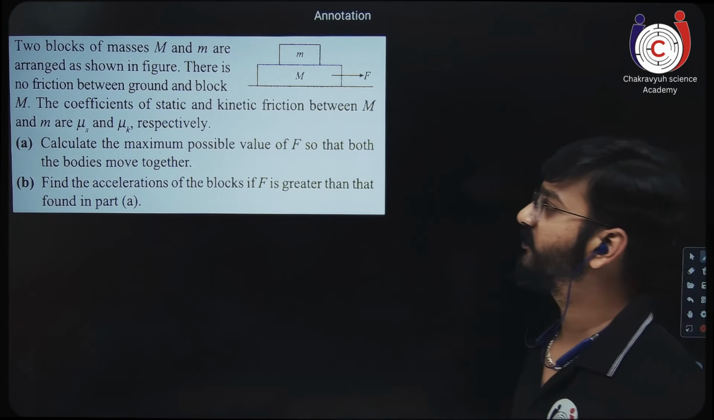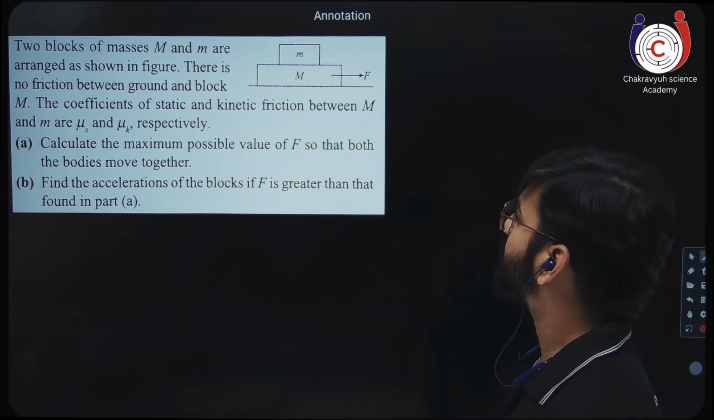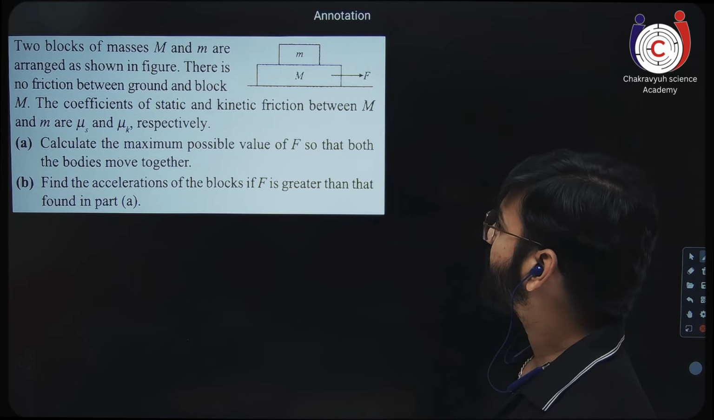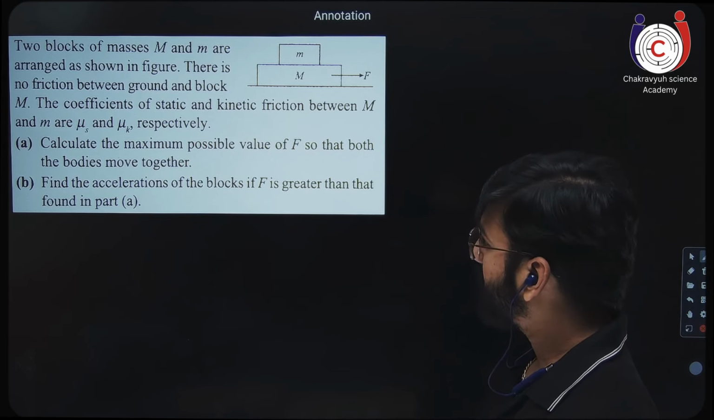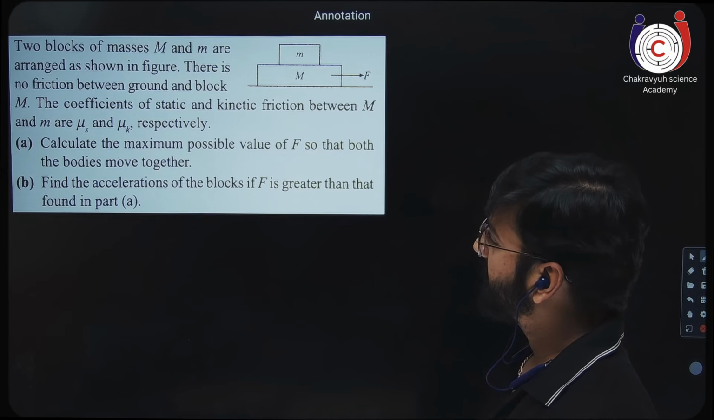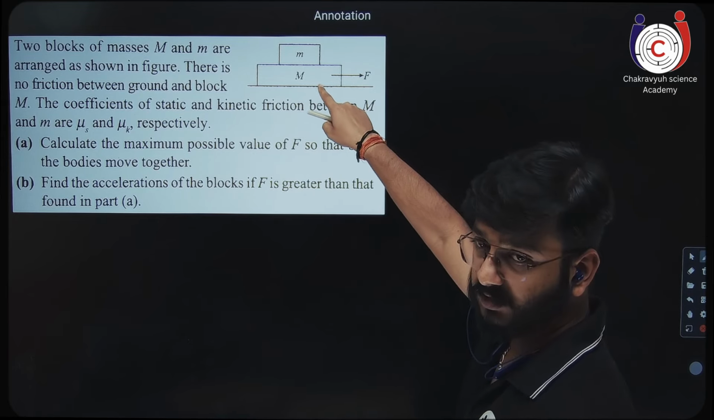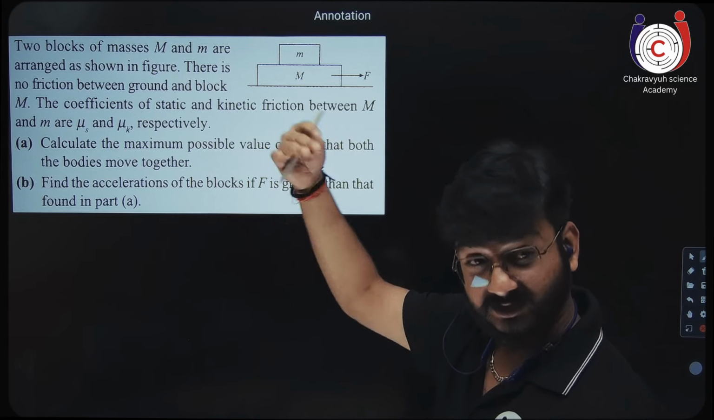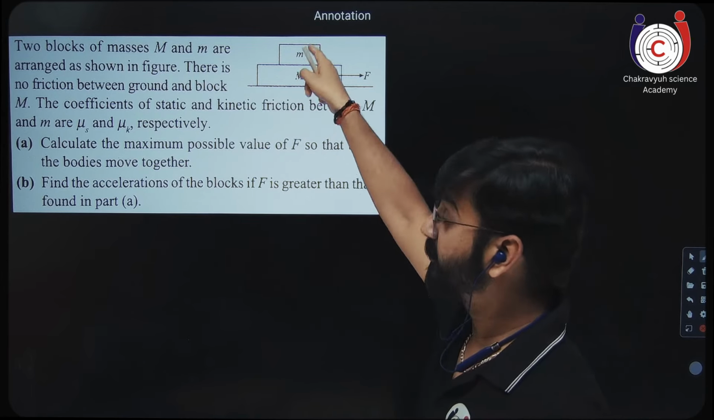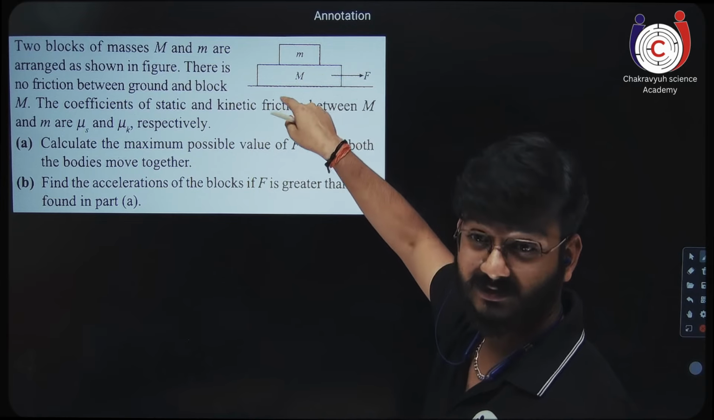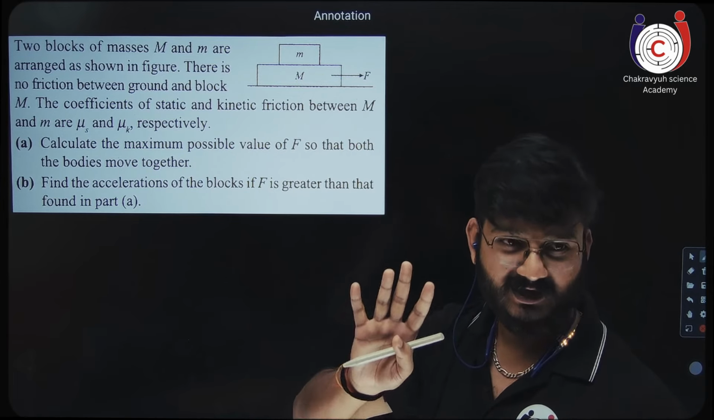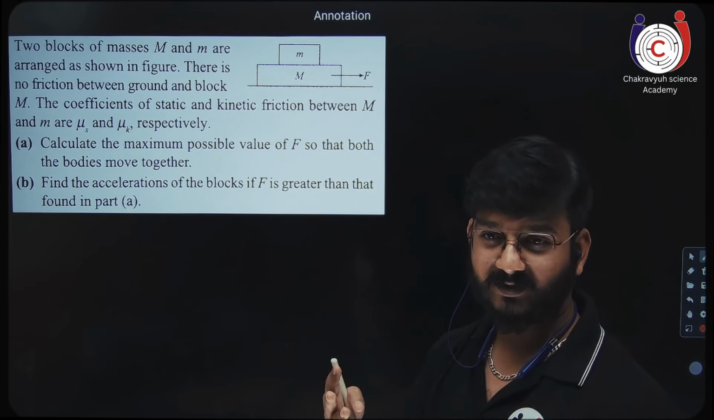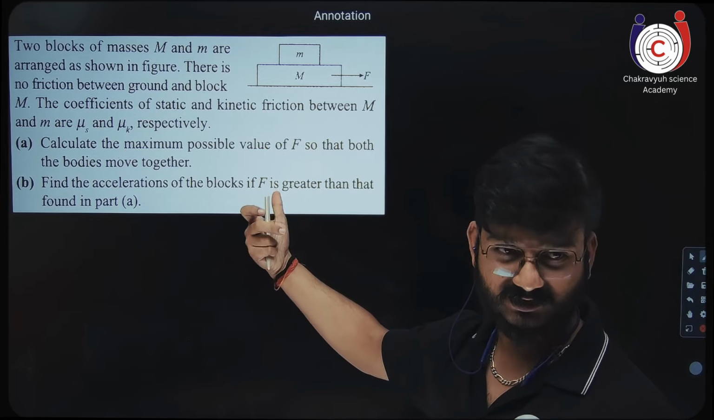So basically, what type of questions are these, where we have multiple blocks and friction between them? They are telling us there is no friction between the ground and the block. Friction is present only between these two blocks. There is one more version of this where friction will be between both the blocks as well as with the ground. That I have not taken. I will take it once you become comfortable with the topic. That is a difficult version of this question.